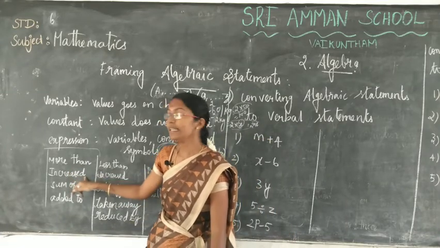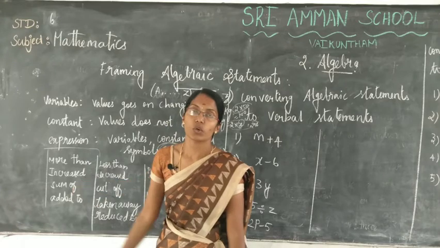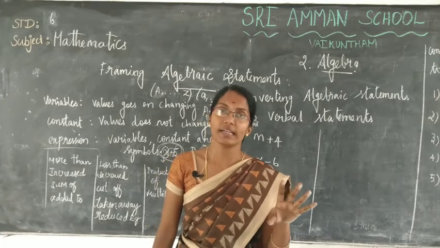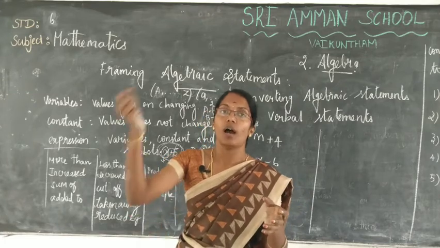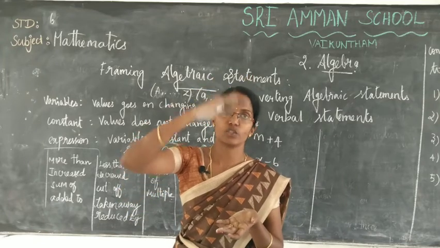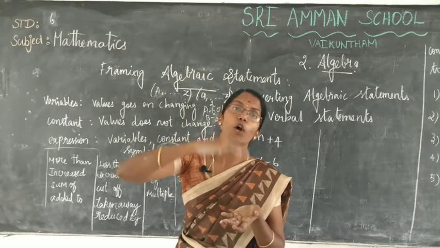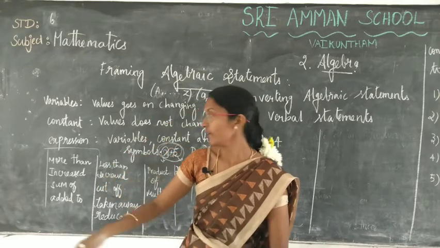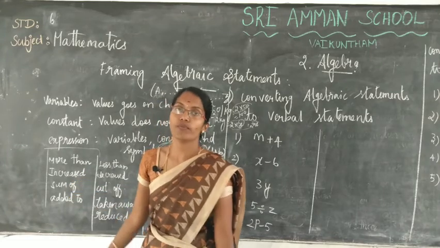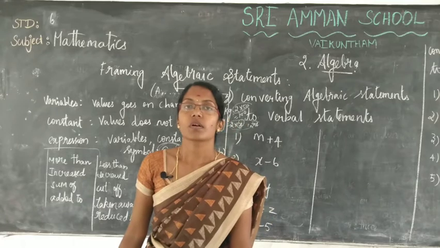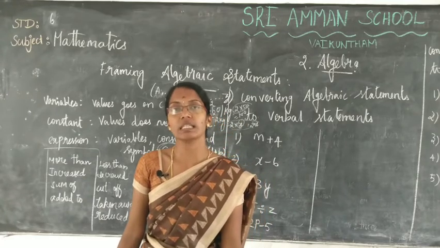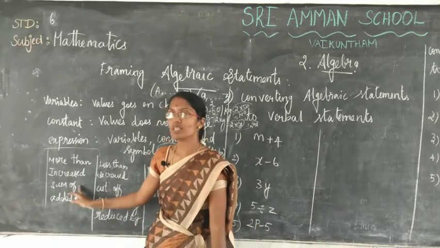Next one, increased. Take an example of a water can that has 200 ml of water. If you pour another 200 ml of water, the water level increased to 400. 200 plus 200 is 400. That is add. So that is an example for increased. Sum of. What do you mean by sum of? Addition. Sum of 5 and 6 is 5 plus 6, which is 11. So that is an example for sum of.